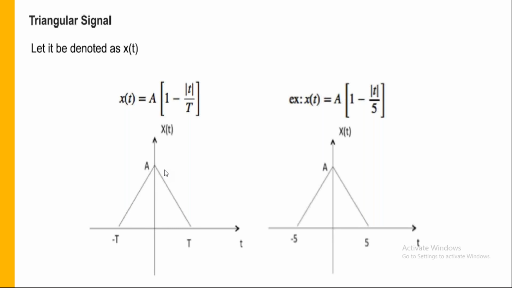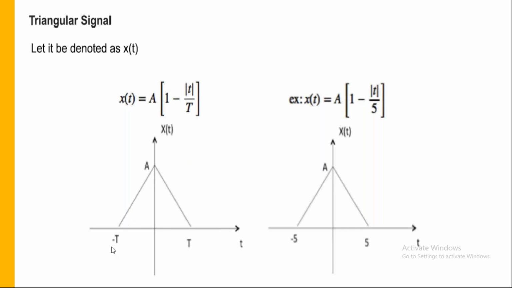If I have 2 points, can you write the equation of a line? You can write the equation of a line using the formula y minus y1 equal to y2 minus y1 by x2 minus x1 into x minus x1. So here x is nothing but the time axis and your y is nothing but x of t. That is how you can write the equation for this portion. I can show you at the end of this particular session how you can write the equation for this.